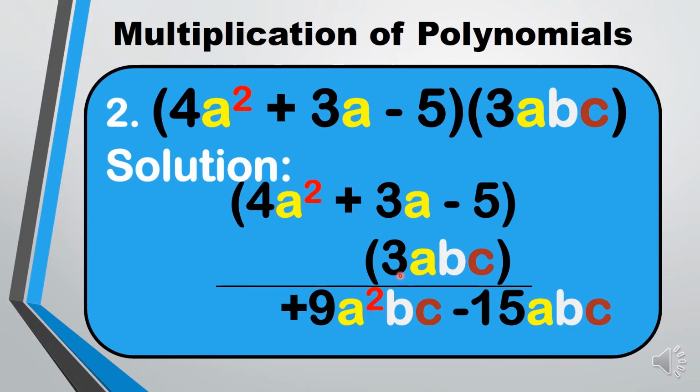Now let's have 3abc multiplied to 4a squared. Again, let's multiply its numerical coefficient 4 and 3 and the answer is 12. Let's copy the variable a and add its exponents, 2 and 1, and the answer is a cubed. And let's copy the variable b and c dahil wala naman silang kaparehas sa ating given. And our final answer for this example is 12a cubed bc plus 9a squared bc minus 15abc.